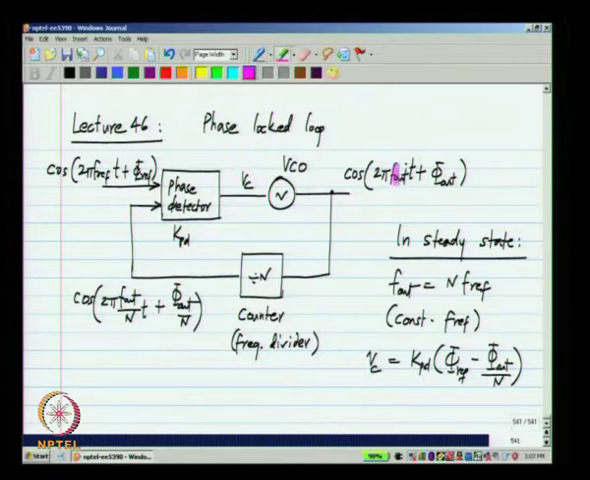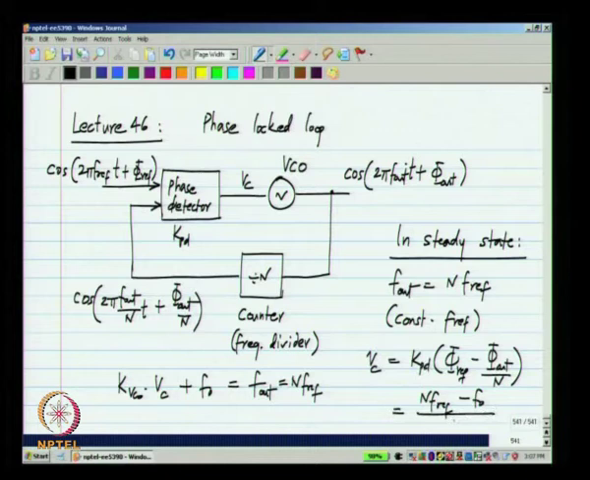Vc should be such that the output frequency is f out. This is again a property of the negative feedback system. The output of the integrator will adjust itself so that the final output will be whatever is desired by the negative feedback system. So, that means that KVCO times Vc plus the free running frequency of the VCO must be equal to f out, which of course is n f ref. This is the same as saying Vc will be equal to n f ref minus f naught, the free running frequency, divided by KVCO.